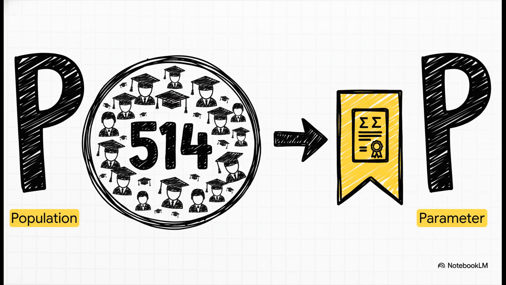That one is a population parameter. And why? Because that average score of 514 is based on the entire freshman class. That's our whole population of interest. And what's the golden rule? Population goes with parameter, P with P.